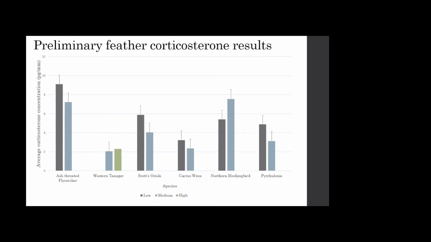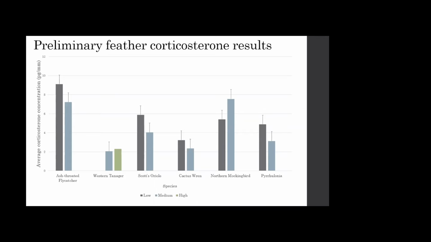These birds are also grouped by guild. Ash-throated flycatchers, western tanagers, and Scott's orioles are all species that primarily feed on insects during the breeding season. Cactus wrens and northern mockingbirds are generalist feeders, and pyrrhuloxia primarily feed on seeds.